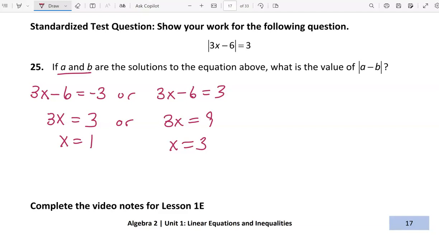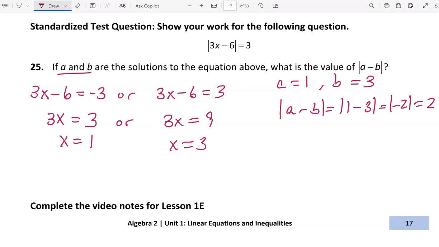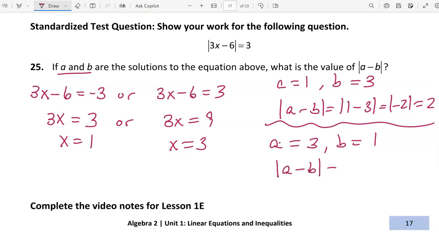Now you might ask, hey, if those are the solutions, how do we know which one's A and which one's B? Well, let's see if it matters. Let's imagine that A is equal to 1 and B is equal to 3. Then the absolute value of A minus B would be the absolute value of 1 minus 3, which is the absolute value of -2, which is 2. But now, let's see what would happen if we make A 3 and B 1. Then the absolute value of A minus B would be the absolute value of 3 minus 1, which is the absolute value of 2, which is also 2.